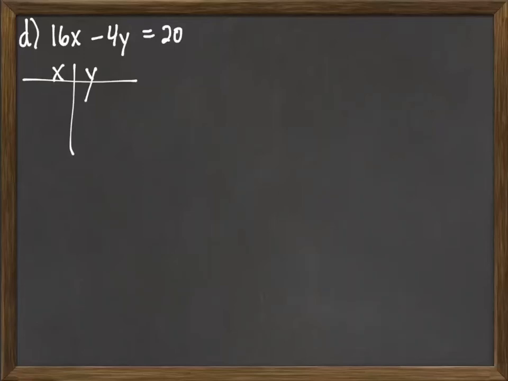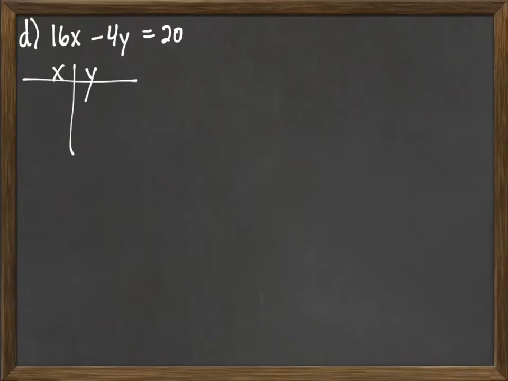Our last example here for graphing lines is a problem that involves an equation that's a little bit more complicated. The numbers are a little bit bigger, and so this time I'm going to leverage the idea of picking nice things for x and y.